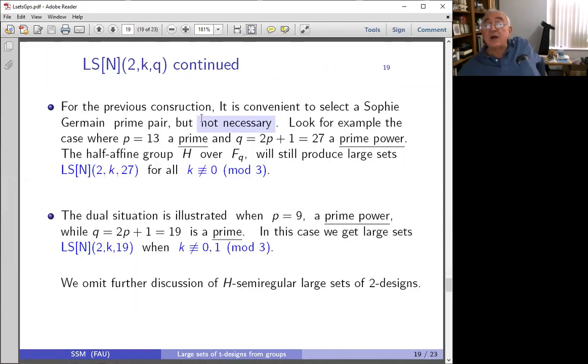Now, I would like to skip this perhaps because I'm almost done. I'm asking here what happens when we don't look at Sophie Germain primes, and this is not necessary. And you get examples quickly where you get a large number of K values for other cases, where, for example, the field is a prime power order, or the dual of that.